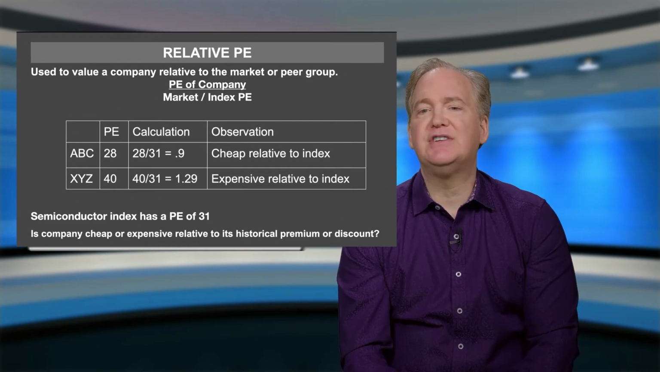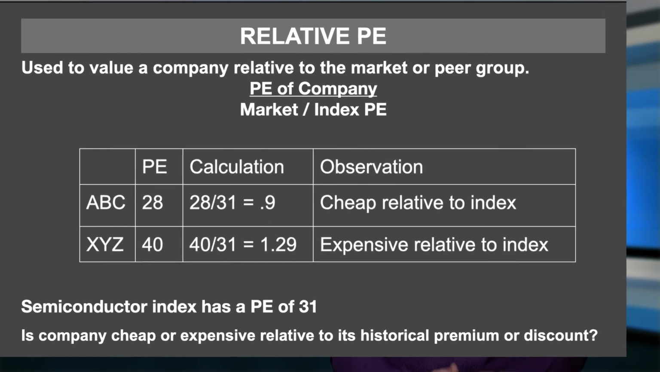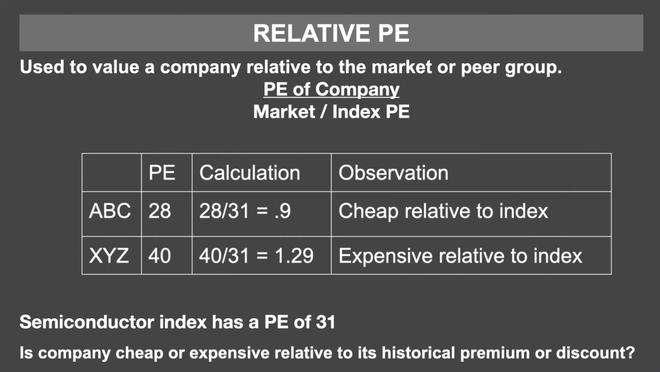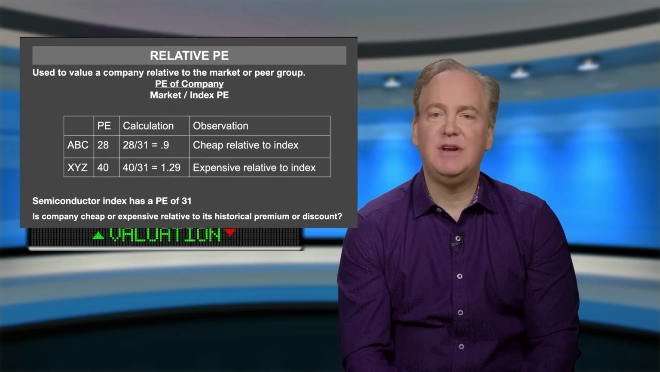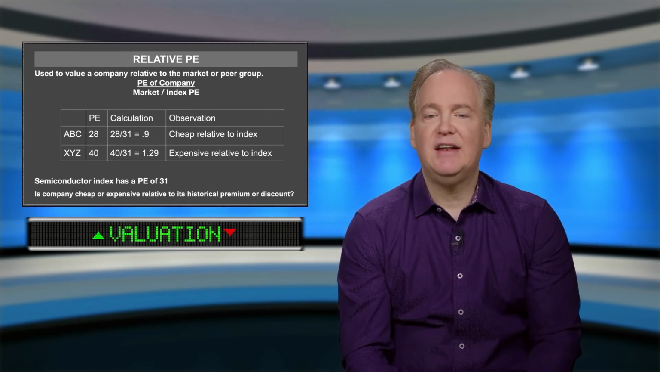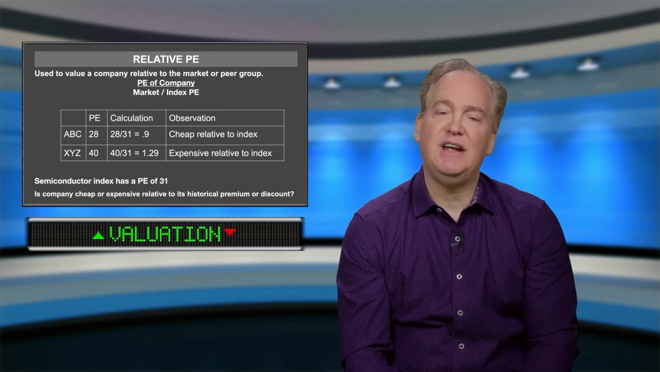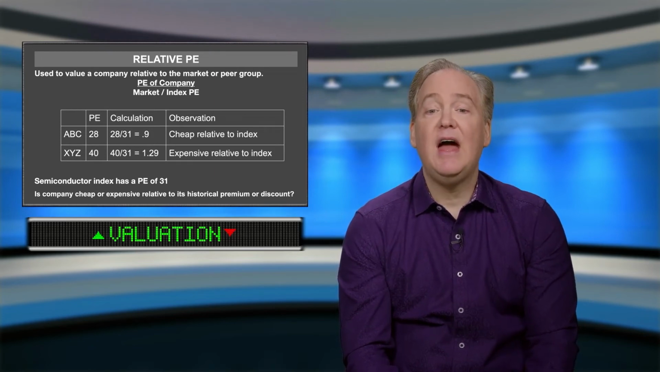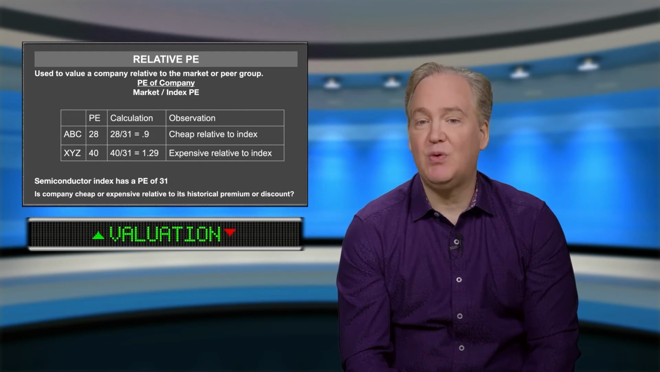Now, we have two corporations, ABC and XYZ. They're both in the semiconductor space, and we're taking a look at their PEs. The PE of ABC is 28, and the PE of XYZ is 40. The semiconductor index has a PE of 31, and now we can value each corporation relative to its reference index, which is the semiconductor index. So we take the PE of our company and we divide it by the index PE. In the case of ABC, we take a PE of 28 and divide it by 31, and we see that its relative PE is 0.9.